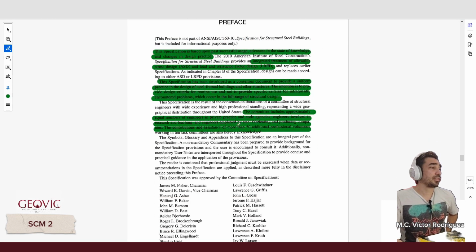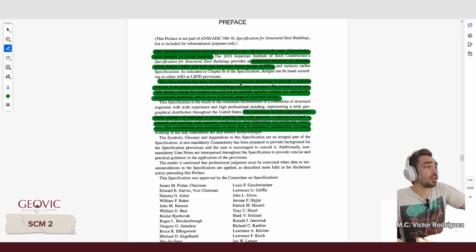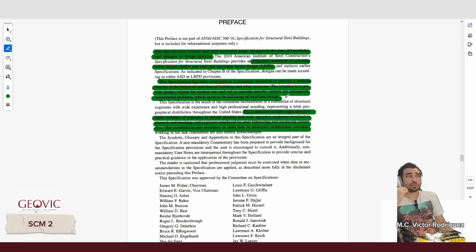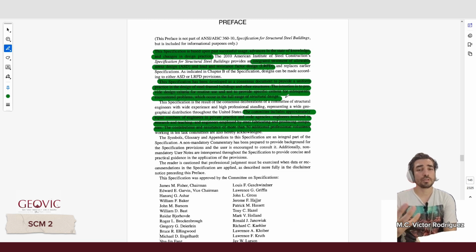It also says who works on the manual itself. The specification has been developed as a consensus document to provide a uniform practice in the design of steel frame buildings and other structures, to provide design criteria for routine use, and not to provide specific criteria for infrequently encountered problems which occur in the full range of structural design. In structural design, you can deal with many problems that may not be in the manual. So the manual is just a guide. It is a consensus document made by many people with enough competence in the field.